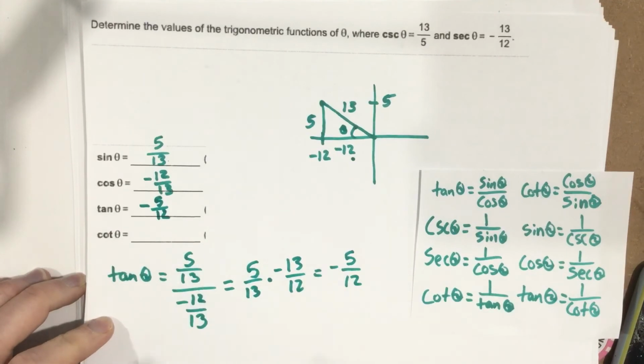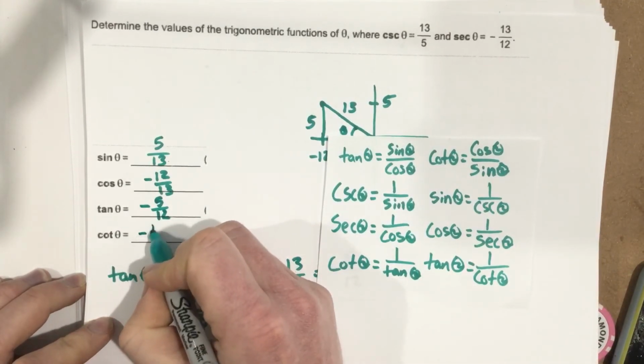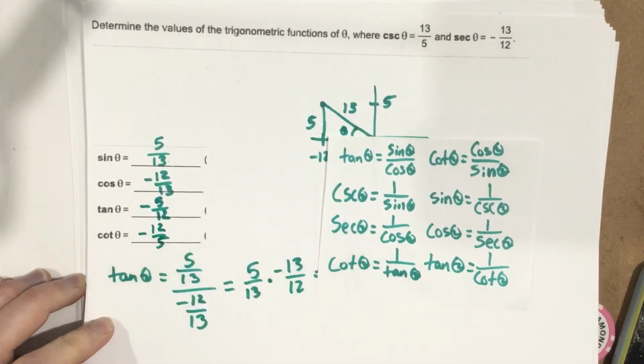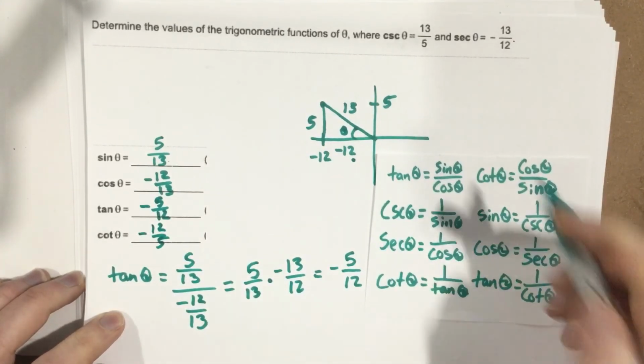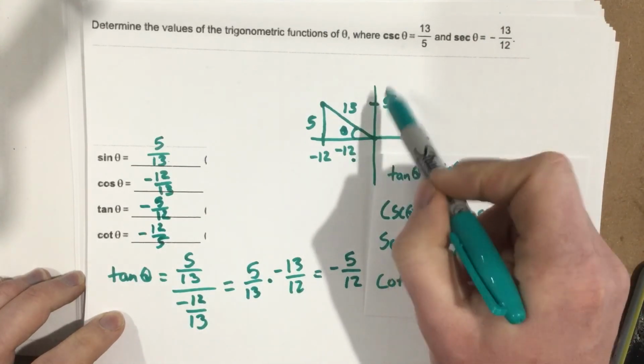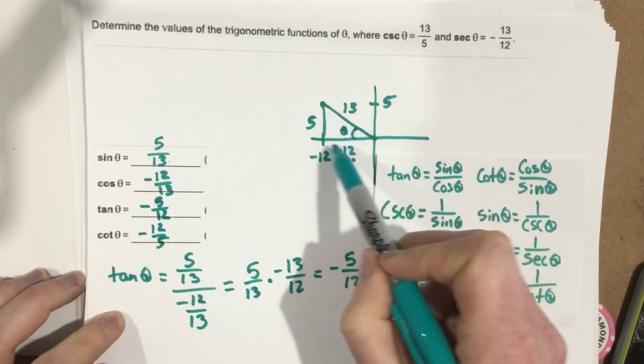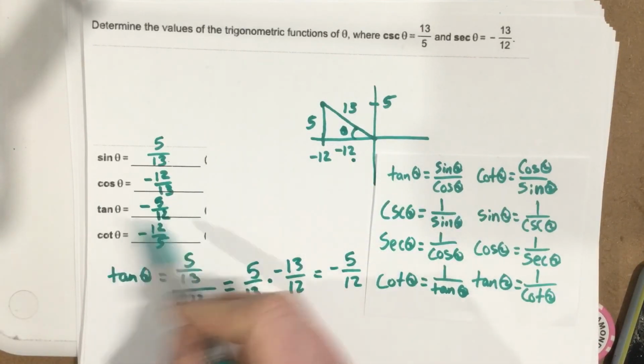And finally, cotangent, we know cotangent is just a reciprocal of tangent. So we can write that as negative 12 over 5. And that's how we come up with our solutions. We look at what we've got here, we use the reciprocal identities, and then we can draw a triangle once we have sine and cosine, find out what quadrant it is, and we can come up with the other two.